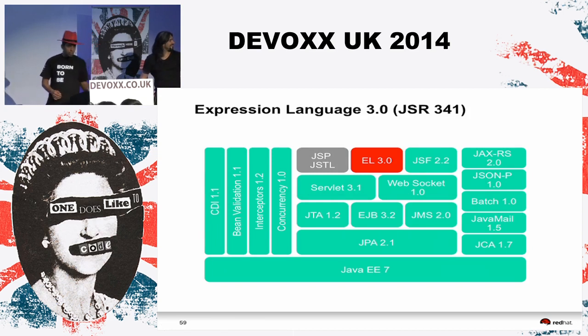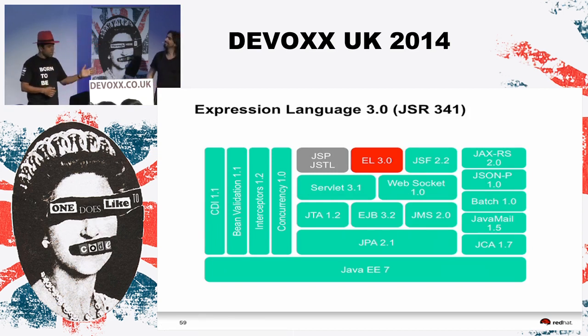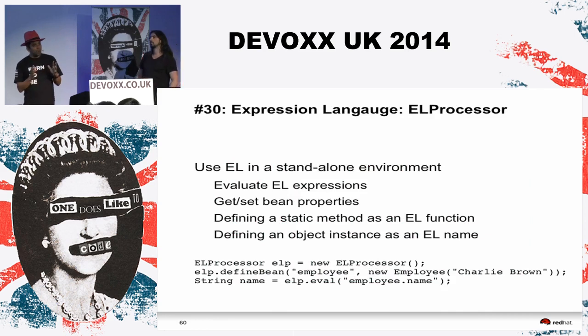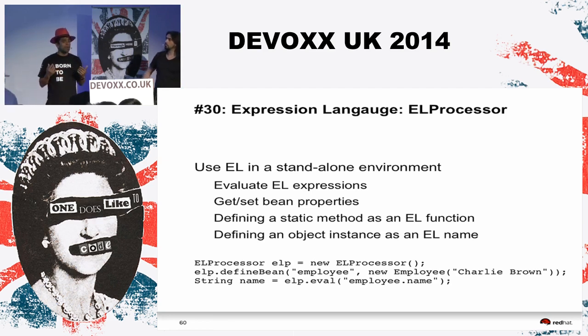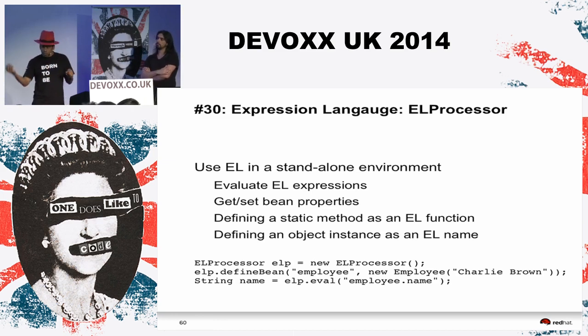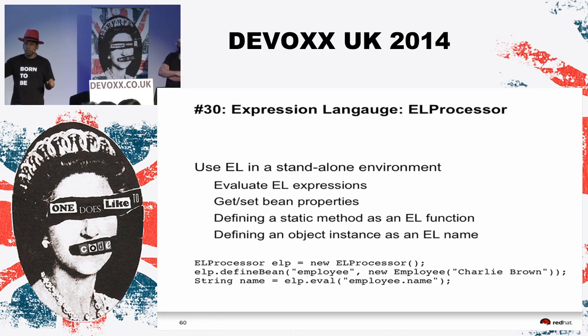EL 3.0, for people who follow the history of Java EE. Expression Language has always been part of Java EE, but it was more part of JSP. Now Expression Language is extracted and put in its own specification, and that's EL 3.0. The advantage is that you can now use all the good functionality that EL 3.0 provides in a standalone application very easily. For example, let's say I want to write my own configuration file where I put an expression language, bind it to my beans, evaluate that and implement business logic in my configuration data.